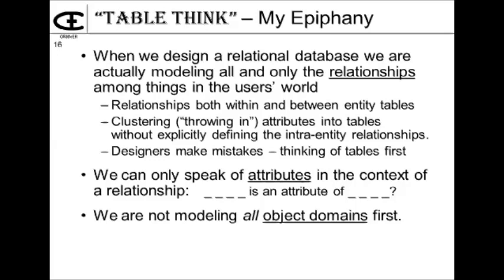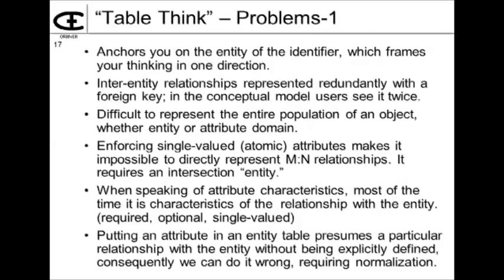We cluster attributes into tables without explicitly defining those intra-entity relationships. Designers make mistakes because they're thinking about tables first. We can only speak of attributes in the context of a relationship. Something is an attribute of something else. We are not modeling all the object domains first.